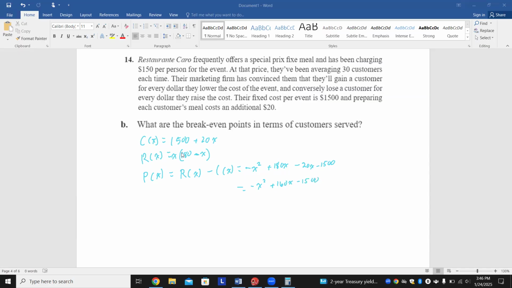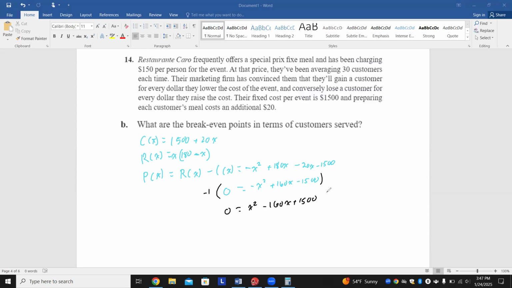So there's our equation. If we want to break even, what that means is we want to have $0. We don't want to have a profit, we don't want to have a loss. So we'll set this equal to 0. The best way to do this is to solve it. I don't like dealing with negatives, so the first thing I'm going to do is multiply everything by a negative. That gives me 0 equals x squared minus 160x plus 1500, but it really doesn't matter.